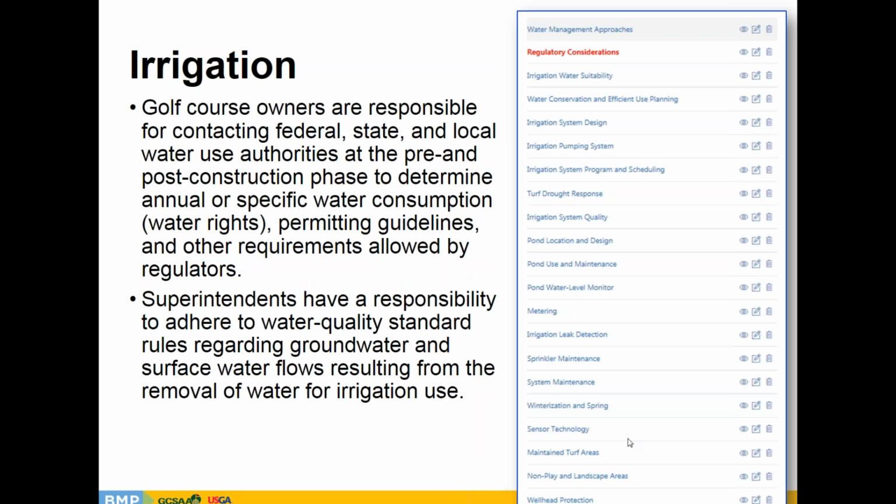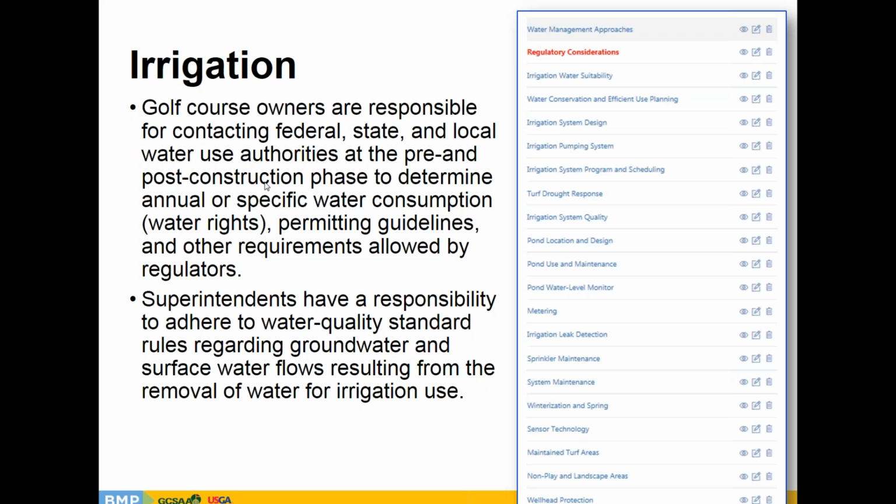Because this is such a key component, you will notice that the number of BMP categories under this particular section is probably the largest, and we deal with everything from wellhead protection to sprinkler maintenance to turf drought response, even getting into the pumping side of irrigation. So this particular section is one of the most robust, with lots of BMPs that are there.